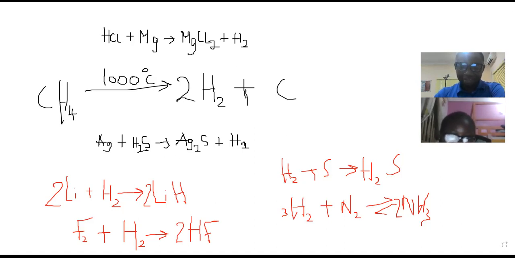Some of these things are awesome. Okay, let's go quickly to oxygen. We're going to talk about oxygen now. One of the things we know about oxygen is that it is one of the most abundant elements on Earth.